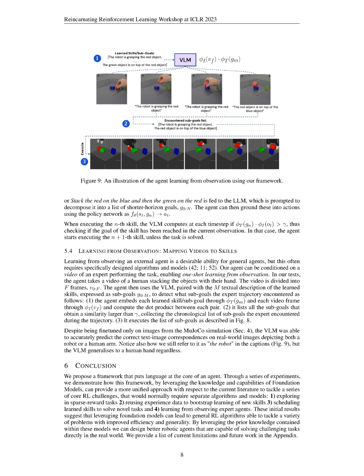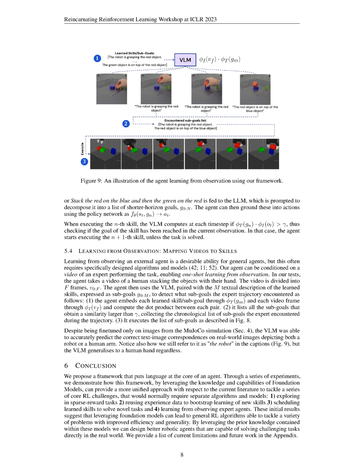The agent embeds each learned skill in each video frame and calculates the dot product between each pair. It then lists all the sub-goals that have a similarity greater than a certain threshold. This gives the agent a chronological list of the sub-goals that the expert encountered during the task. The agent then executes the list of sub-goals.